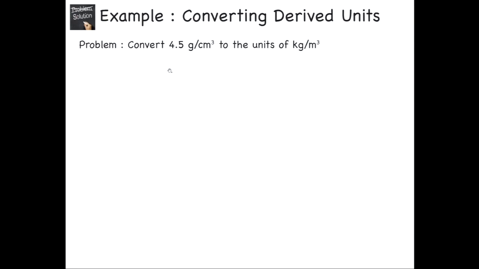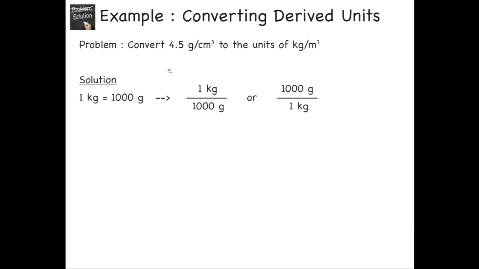Convert 4.5 grams per centimeter cubed to units of kilograms per meter cubed. And I'm going to walk through this purposely slowly because I see some of you are actually taking notes, and if you can, try and stay ahead of me. Because, like I said, you can't learn tennis by watching somebody play tennis. You've got to get the practice. So we know that 1 kilogram is 1,000 grams, and we know we can write it in these two ways.